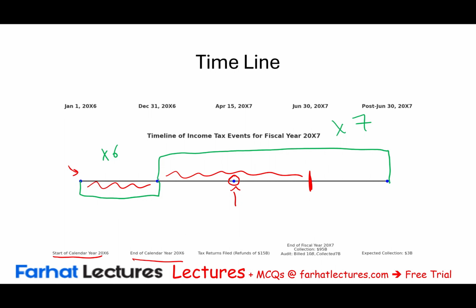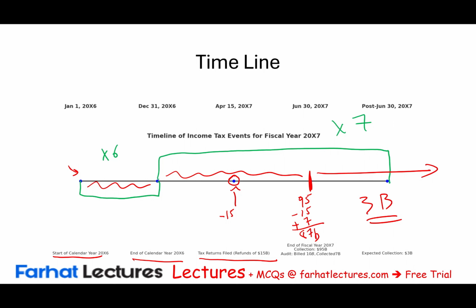This is where they filed their return, and when they filed their return, the government says that we owe you 15 billion. So they collected in total 95, then they refunded 15. Then from different audits for that year, they received 7 billion in total. All in all, they collected 87 billion in cash. Now the remaining 3 billion that they audited and billed, they don't know when they will be collecting this money. They don't know. They didn't tell us.